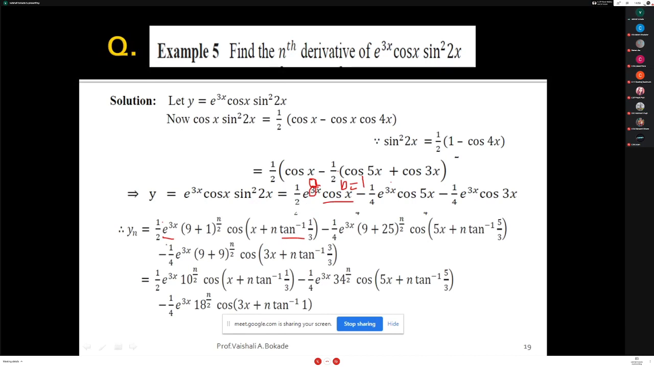So I write 1 by 2, the constant remains as it is, e raised to 3x cos of x plus n phi, where I have r raised to n. So r is nothing but root of a square plus b square, that is root of 3 square, which is 9, plus b square, which is 1 square, so it becomes 1.